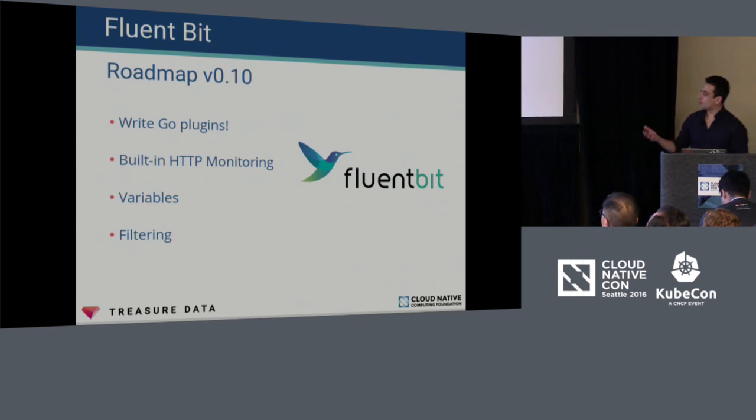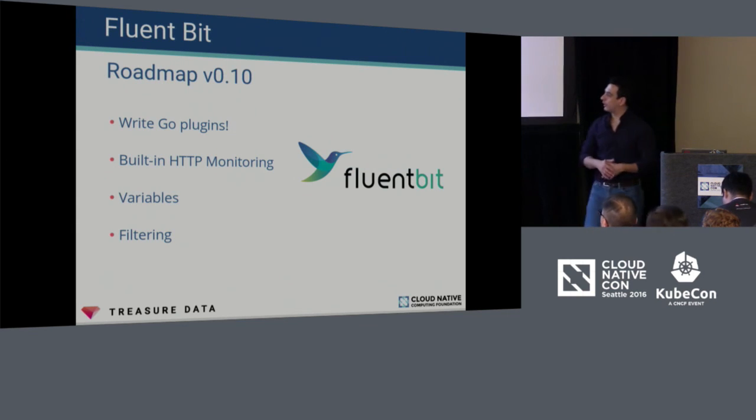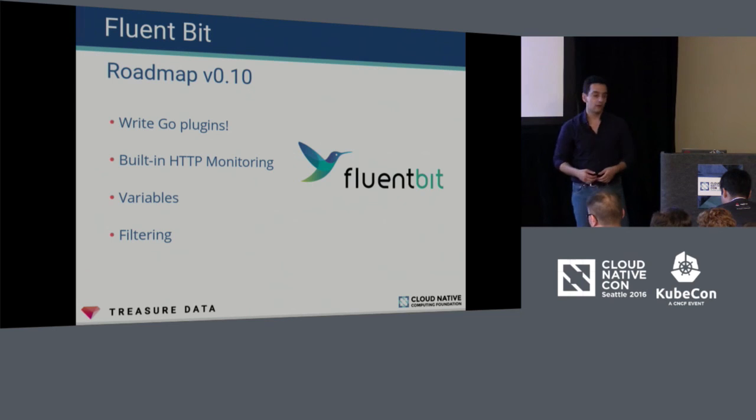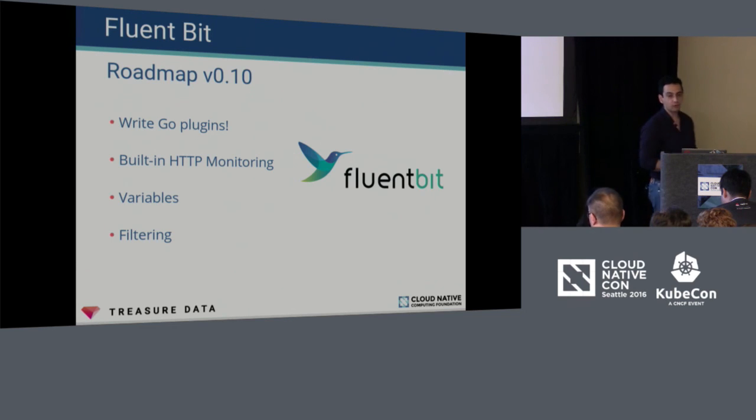So the roadmap for 0.10 is to write Go plugins. We are finishing the built-in HTTP monitoring. So when Fluent Bit starts, you can query the internals. Add some variable support, because you may like to add a host name or IP address to each record, or anything customizable. And of course, filtering. Maybe you want to drop something.